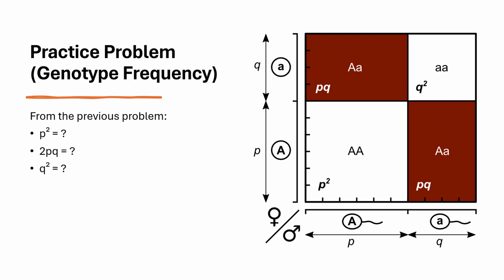Once you know P and Q, calculating genotype frequencies is straightforward. Use P squared for homozygous dominant, 2PQ for heterozygotes, and Q squared for homozygous recessives.